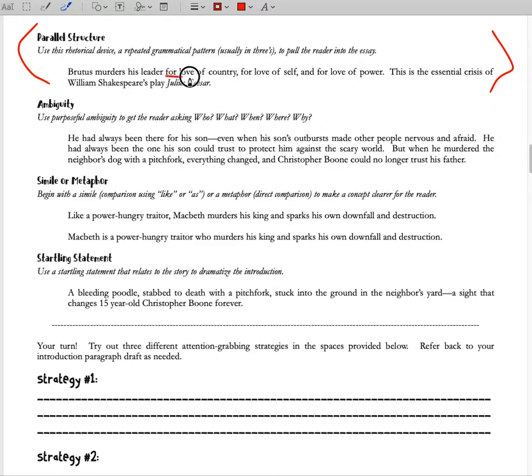So if you notice this, we've got anaphora here, repetition of that phrase. This is the essential crisis of William Shakespeare's play Julius Caesar. So parallel structure is when you're using the same form repeatedly in your writing.